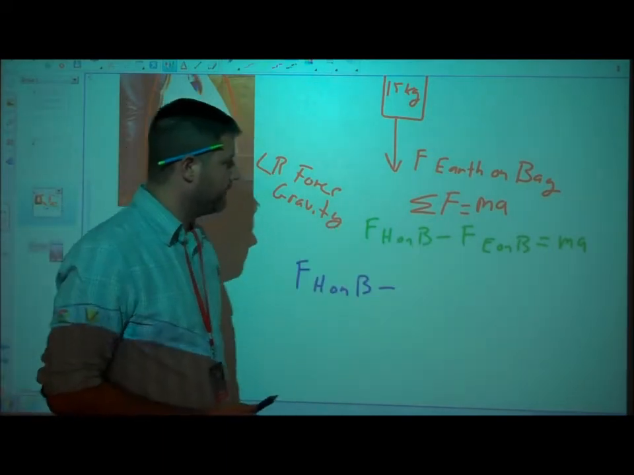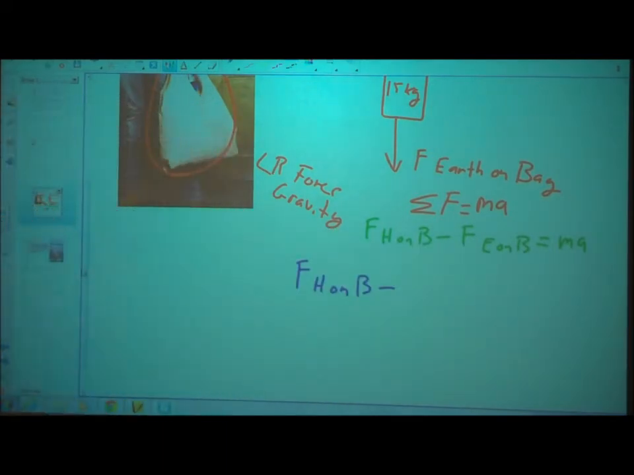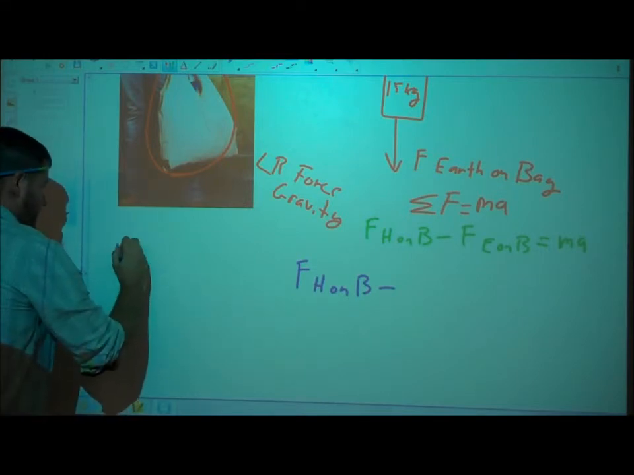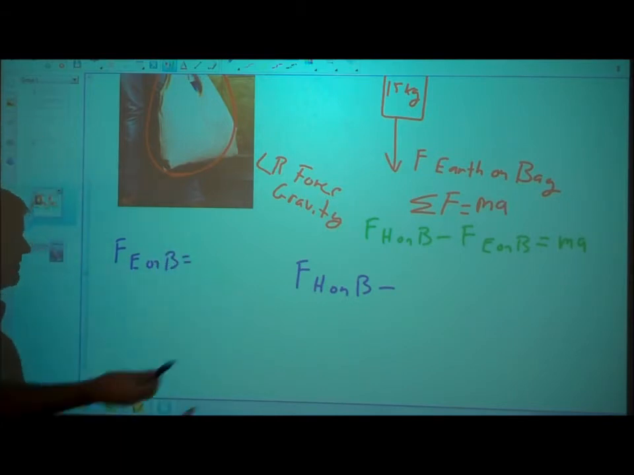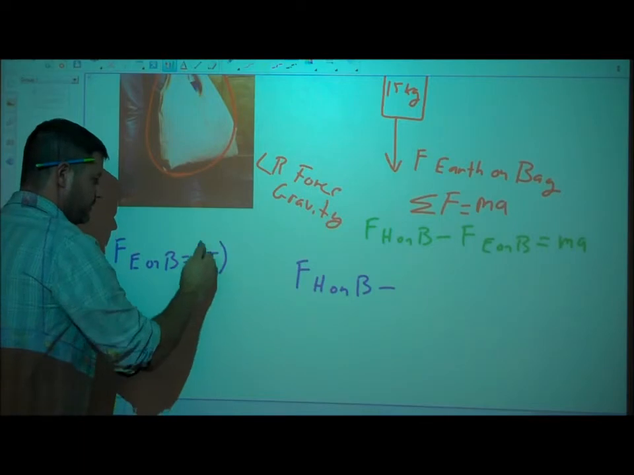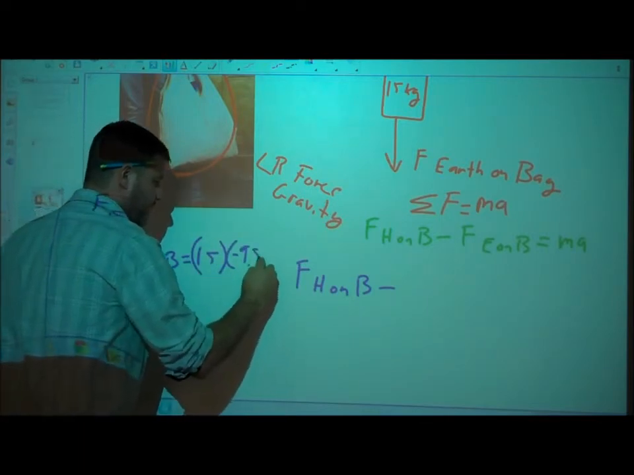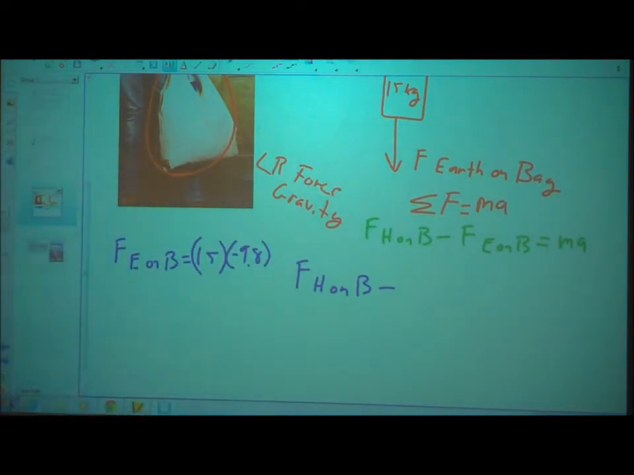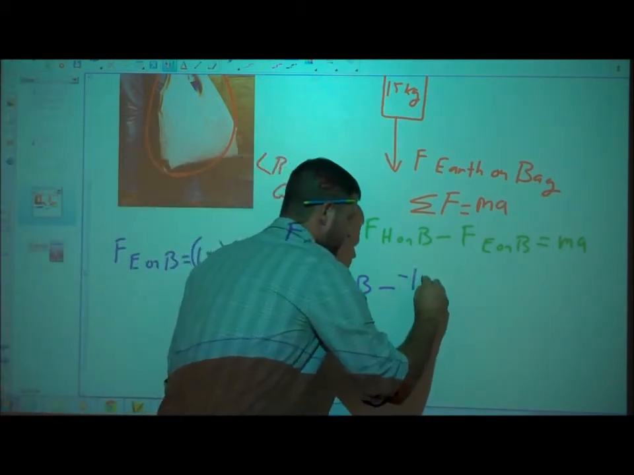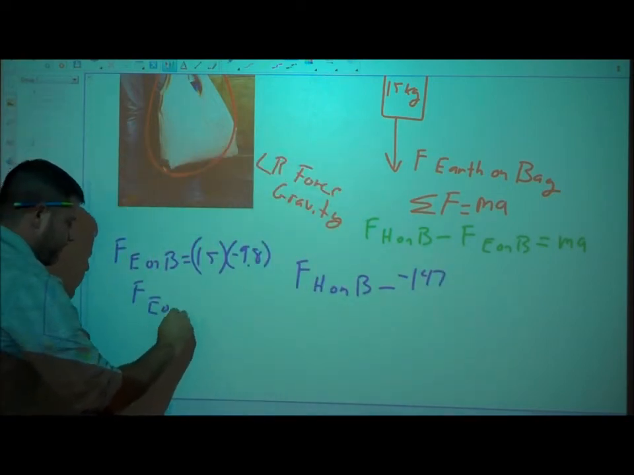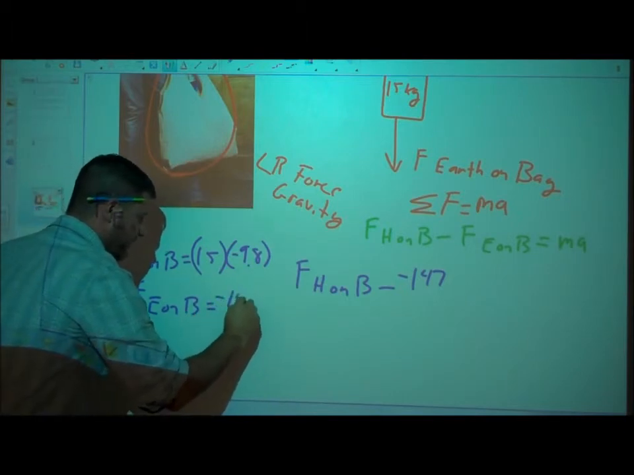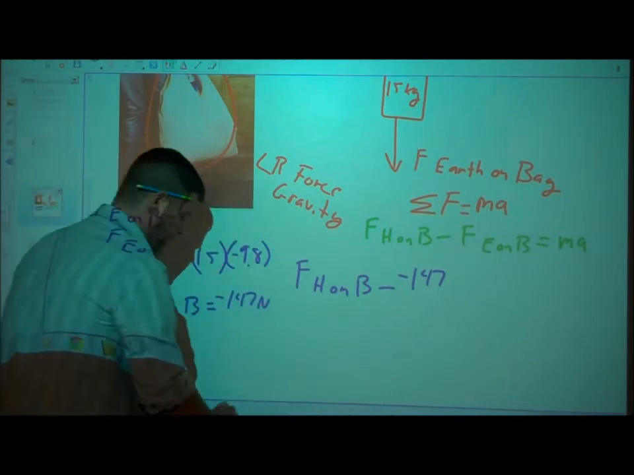Force of Earth on bag. Well, we know the force of Earth on bag is caused by gravity. We know the mass of our object is 15. Gravity is negative 9.8 meters per second squared. If we do the quick calculation right there, we can see that the force of the Earth on bag is negative 147 newtons. So this right here, force of Earth on bag, equals negative 147 newtons. And I can change colors to make things a little easier.